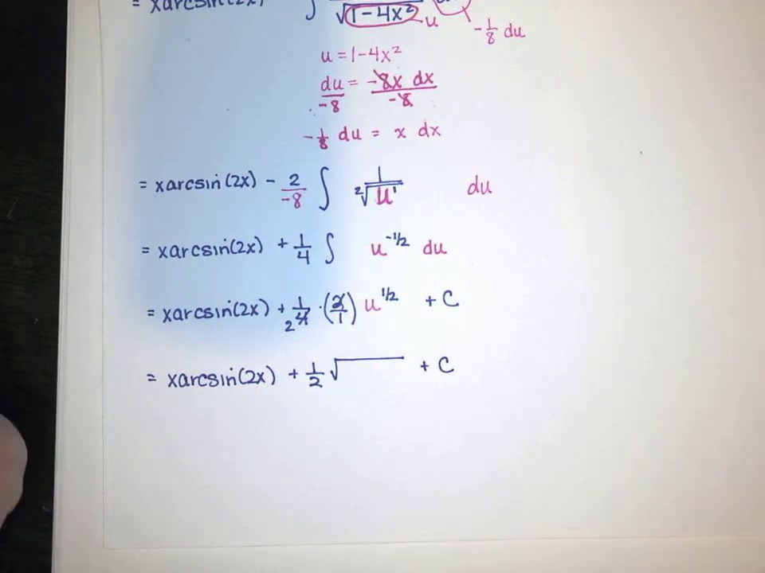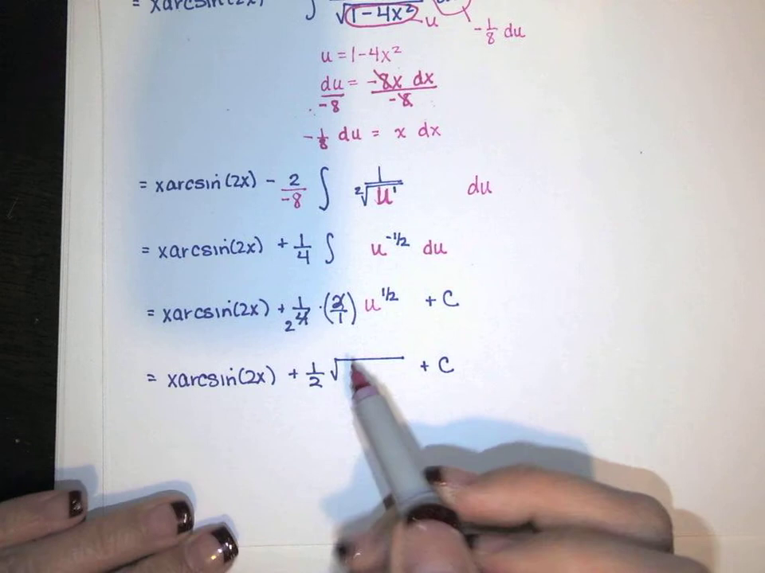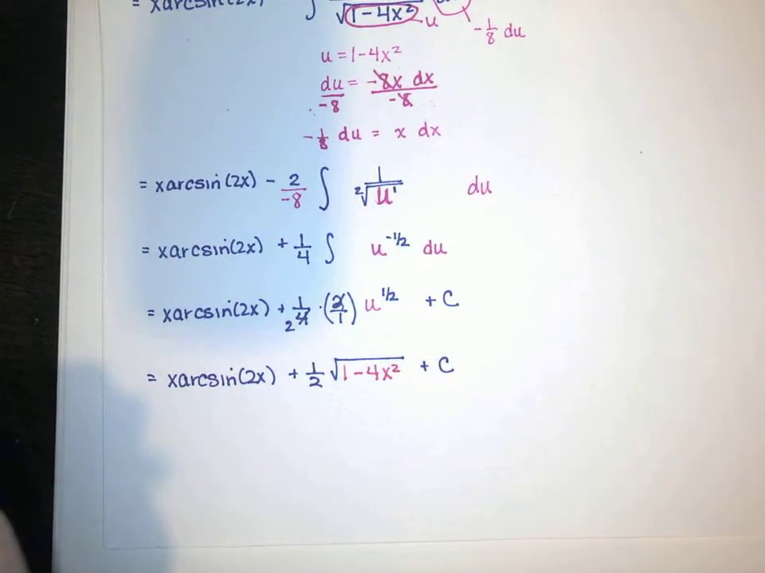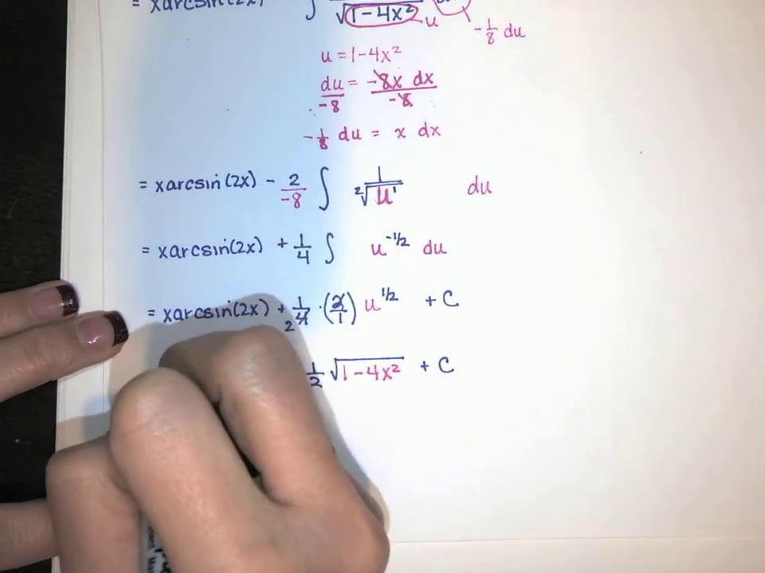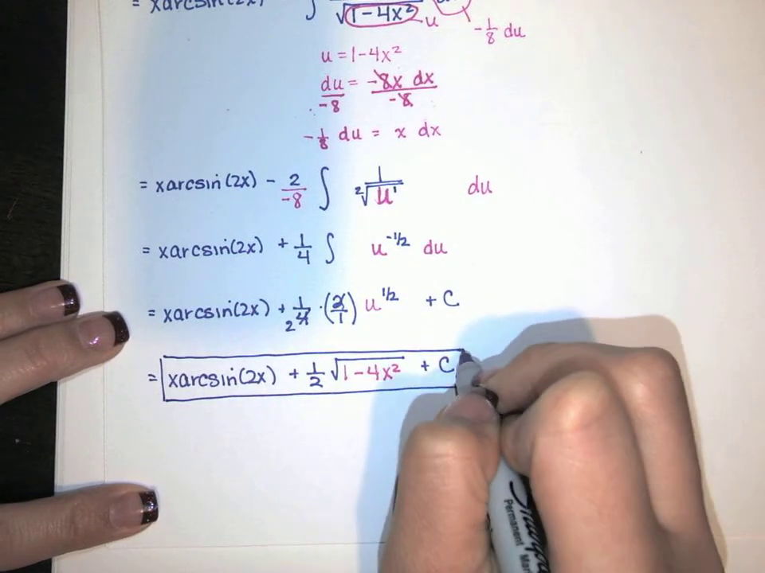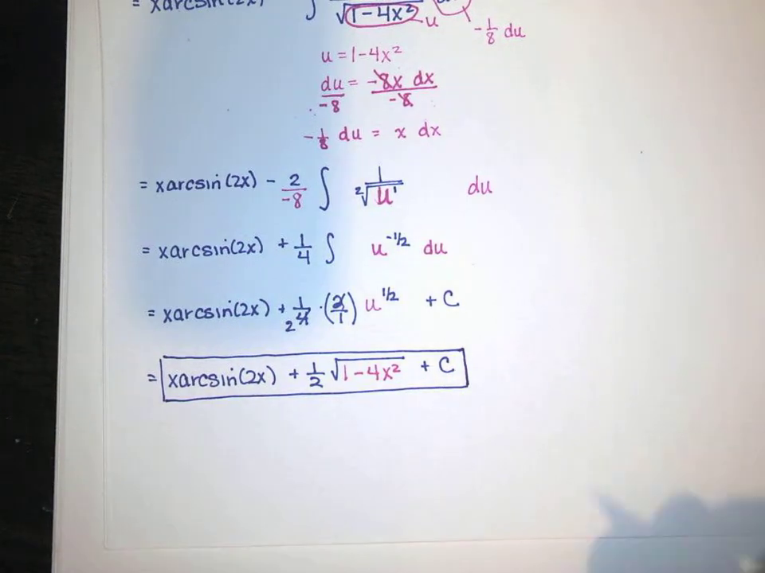And of course we want to back substitute. Remember that u was 1 minus 4x squared in this case. All right, and that's our antiderivative. If I take the derivative of this and simplify, I get the original integrand back. You should check it out if you don't believe me.